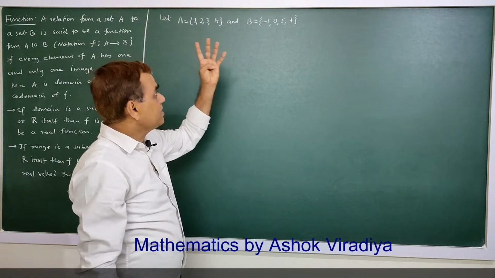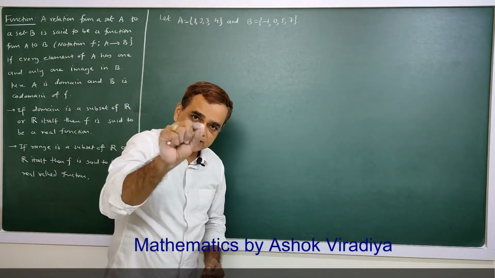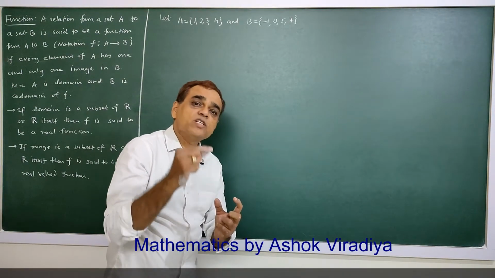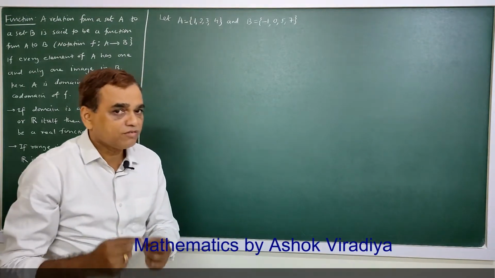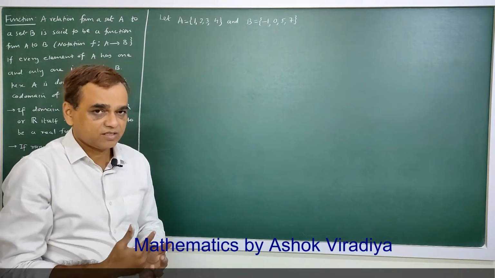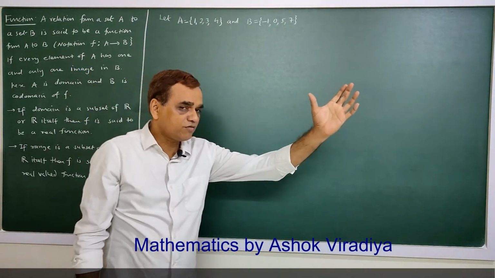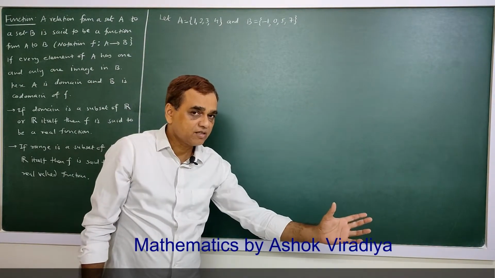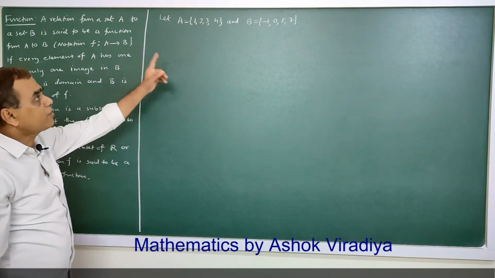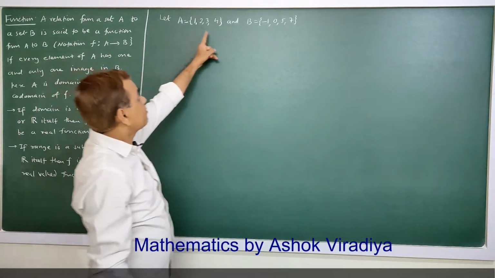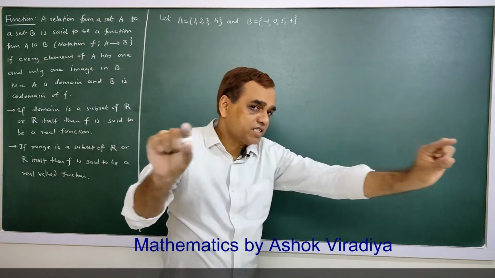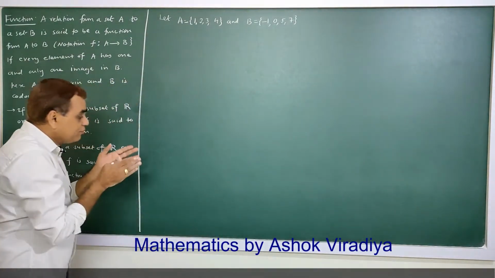A has 4 elements, B has 4 elements, so A cross B has 16 elements. So the total number of subsets of A cross B is 2 raised to 16, and so the total number of relations from A to B is 2 raised to 16. Very large number. From this list of subsets or relations, we are discussing a few relations. Relation means a subset of A cross B. Remember, A cross B has 4 into 4, 16 ordered pairs. Out of the 16 ordered pairs, I am taking a few ordered pairs.